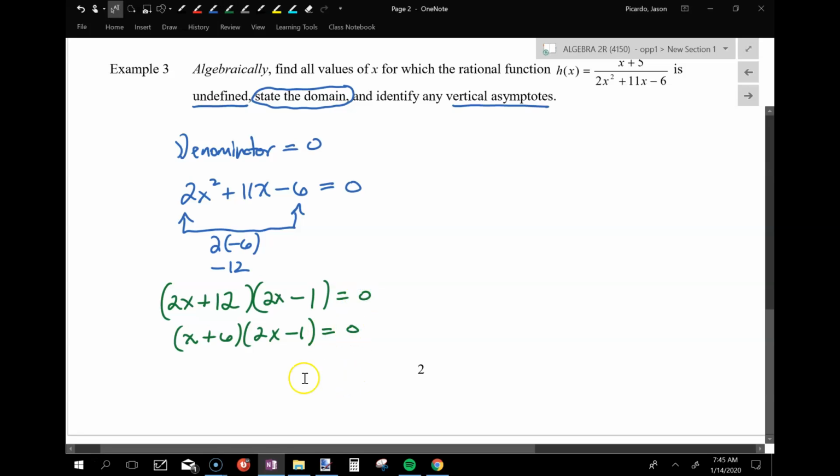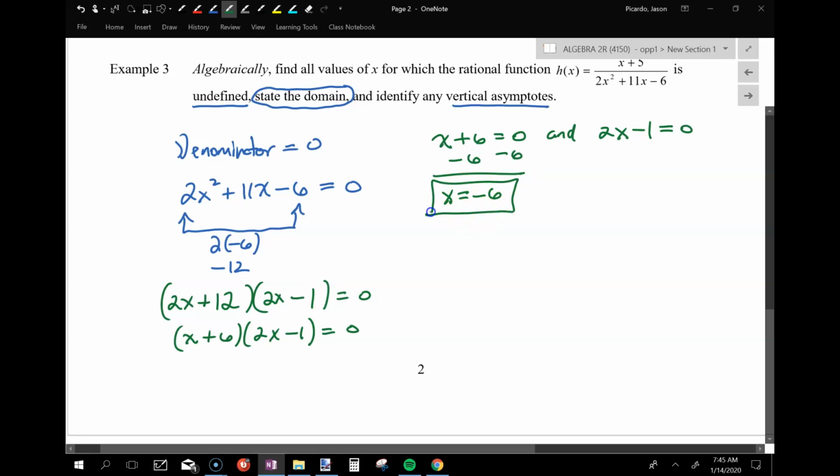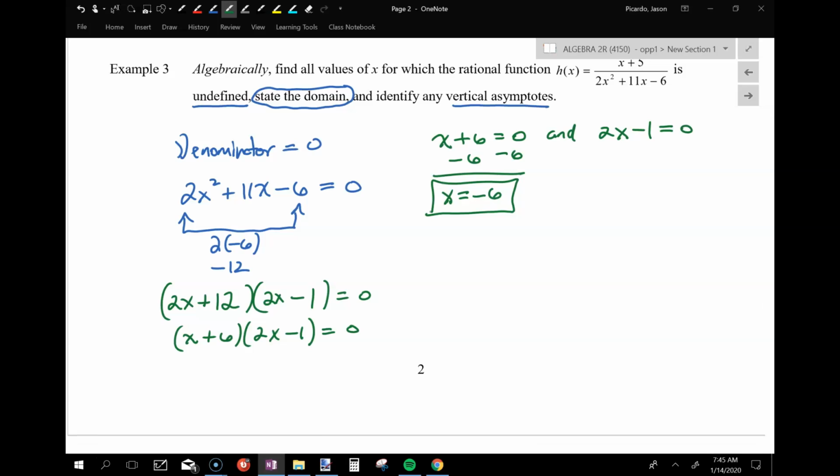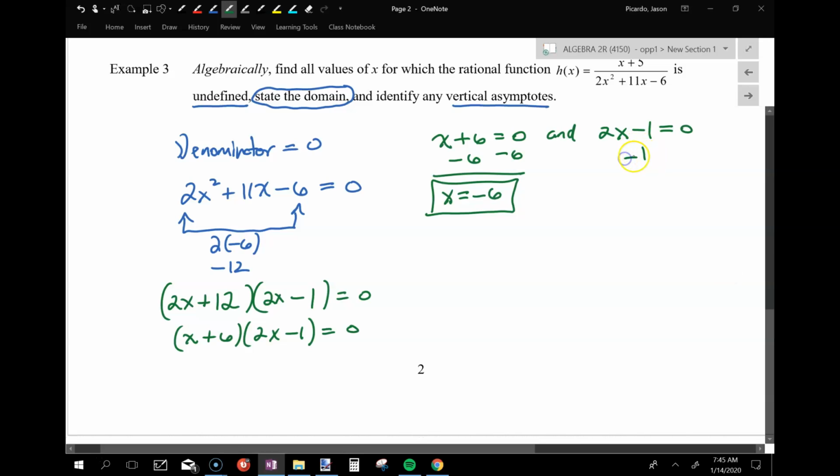So what do I need to do? Take both of these factors and set them equal to 0. All right, so I have a solution of negative 6. Now, hang on a minute, time out. I use the word solution very loosely because it's a solution to that quadratic, but we have to interpret it within the context of what we're trying to accomplish, right? And we'll talk about that in one moment. Plus 1 and divide by 2.